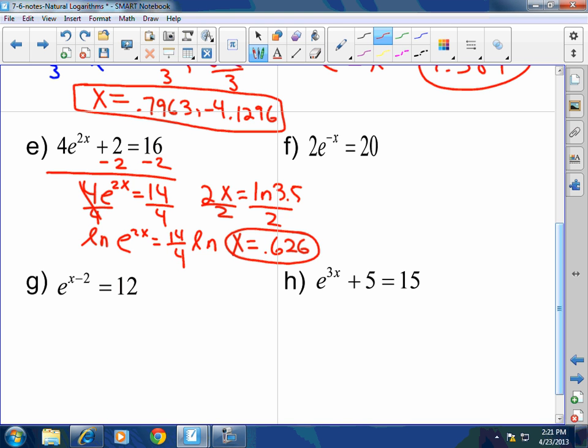Okay. Some people do this a little bit differently. Some people don't like to divide by 2. Some people like to ln it right from the beginning, and that's fine. Let me show you how that would work if you wanted to do that. If I ln both sides right now, this is going to become ln of e to the negative 2x. Okay, you with me?